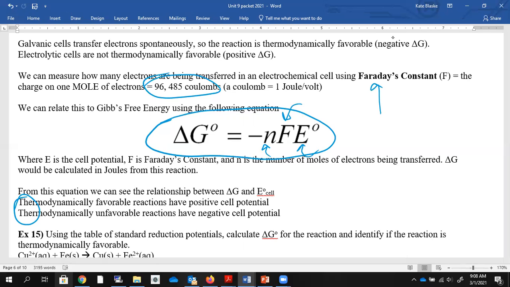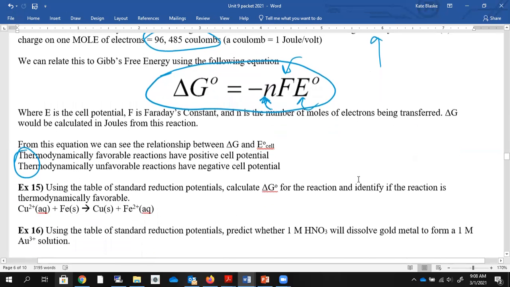When we talk about the number of moles for n, we need to think about how many total moles are being transferred in and out. This does not mean that we add up the total number of moles, but it means that we need to make sure that our moles of electrons in are balanced with our moles of electrons out.